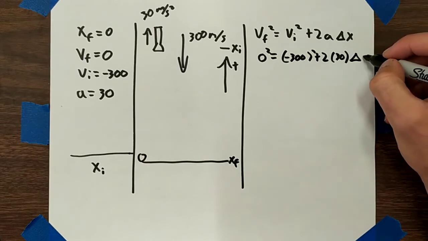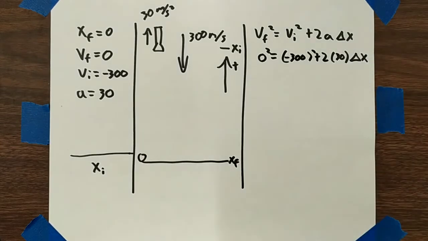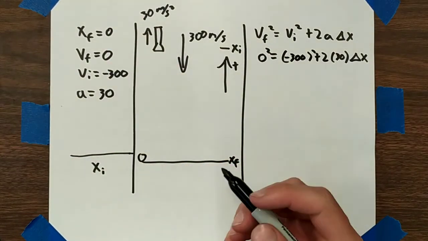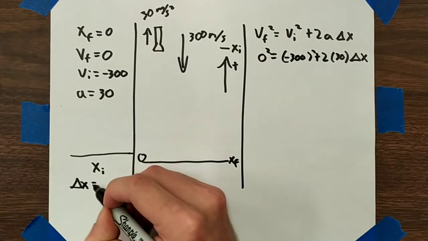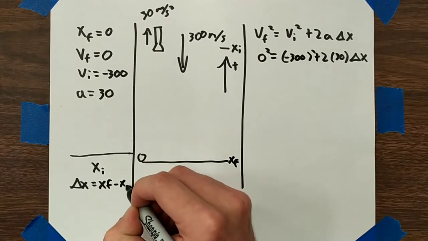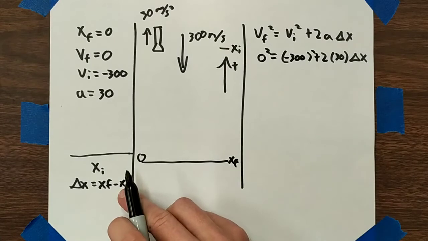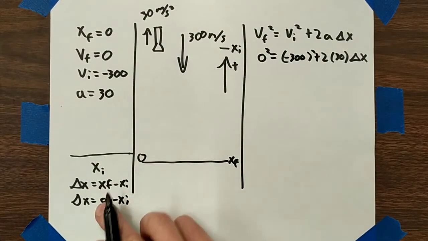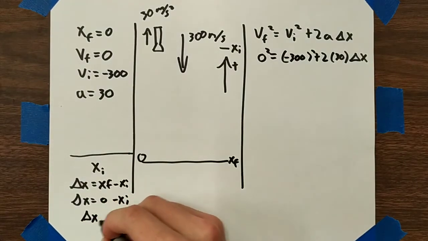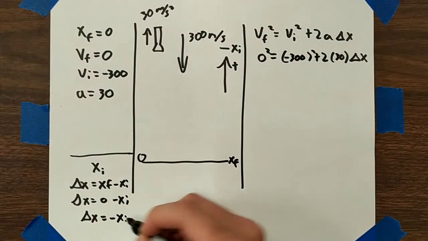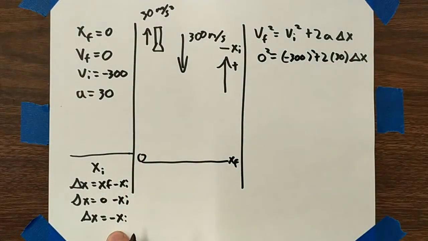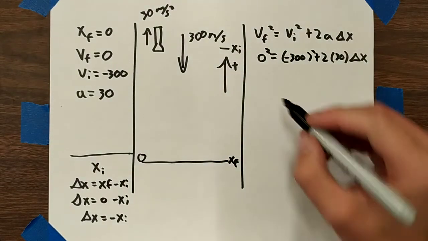So I'll leave that there. In this case, I don't have delta x written down, but what I can do is say delta x is equal to x final minus x initial. So instead of writing delta x, I could write delta x is equal to 0 minus x initial, because x final is 0. So delta x is the same thing as negative xi. As I simplify this, I'm going to replace delta x with negative xi, because that is what I'm finding on my paper here.